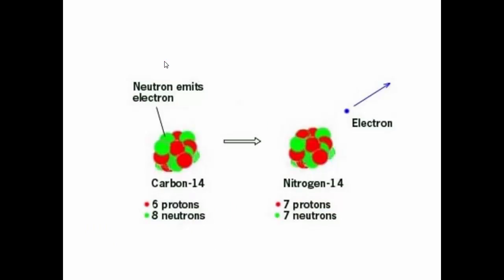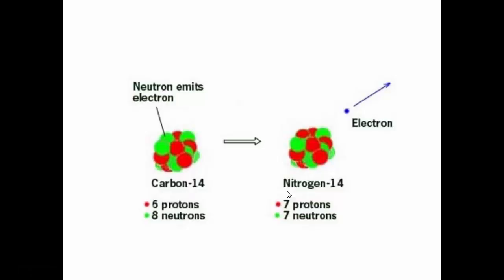Okay. Again, one more example. Here we have carbon-14, another unstable isotope of carbon. It has 8 neutrons and 6 protons. If one of those neutrons gets converted into a proton during the decay and emits an electron in the process, we then have 7 protons and 7 neutrons. It turns into nitrogen-14.